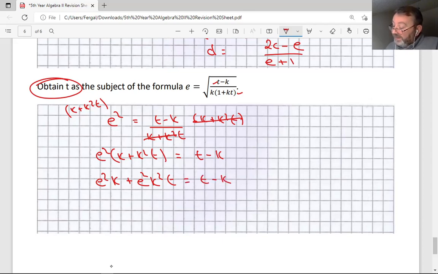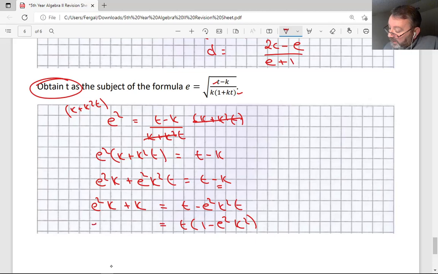And all you've got to do then is get the t terms on the same side. So I'm going to bring that minus k over to the left hand side. e squared k plus k is equal to t minus e squared k squared t. And now you'll notice on the right hand side, t is a common factor. So take it out.